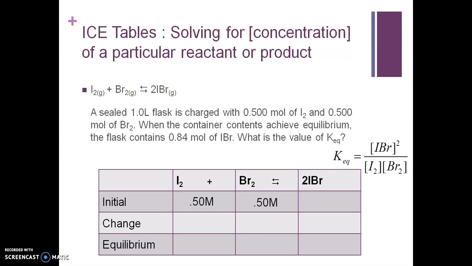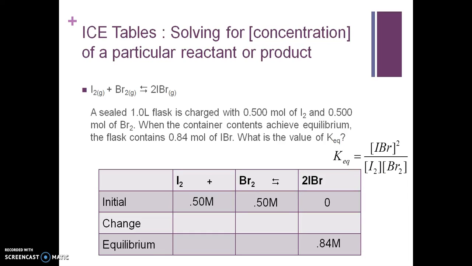And then I know that initially, when I first start my reaction, my product, iodine bromide, is going to be 0, correct? Because I haven't made any of them. So there we go, 0 iodine bromide initially. And then they also told me that at equilibrium, the concentration of iodine bromide is going to be 0.84 molar. So now I've put in everything that they have to give me.